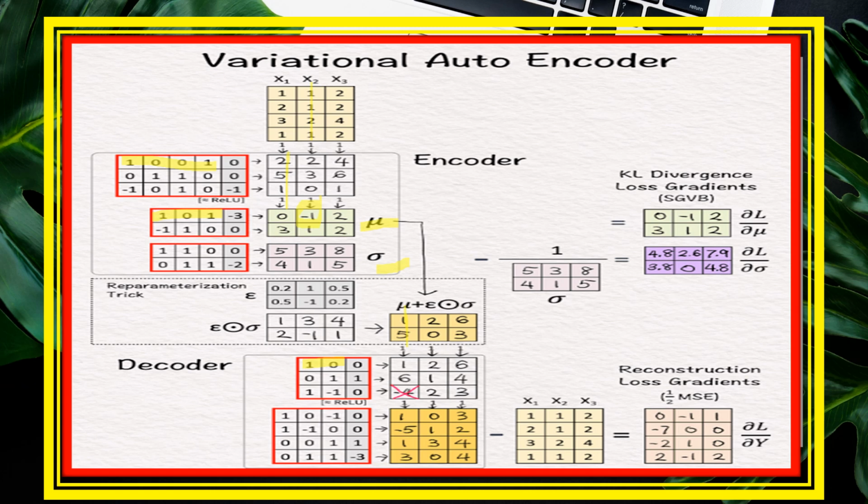Then we have decoder layer 2. So here we will multiply the features with the weights and the biases. The output is the decoder's attempt to reconstruct the original input from the reparameterized distribution described by the mean and the standard deviation. And then we have this KL divergence loss.